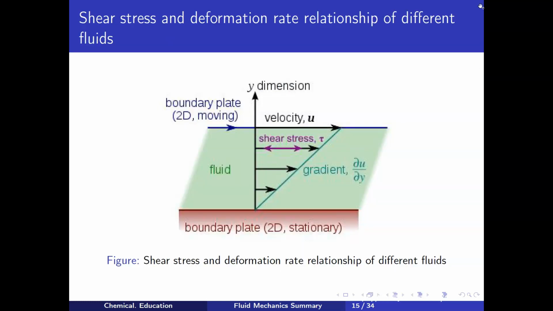Now shear stress and deformation rate relationship of the different fluids. So here two plates are there. One plate is here, the top plate. The top plate is moving and the bottom plate is stationary. Now when we apply force on the top plate, the fluid will deform, and due to the deformation the fluid will flow. As the bottom plate is stationary, the velocity of the fluid adjacent to the plate is 0, and the fluid velocity is u at the moving top plate. So from there we can derive the equation: tau is equal to mu du by dy.